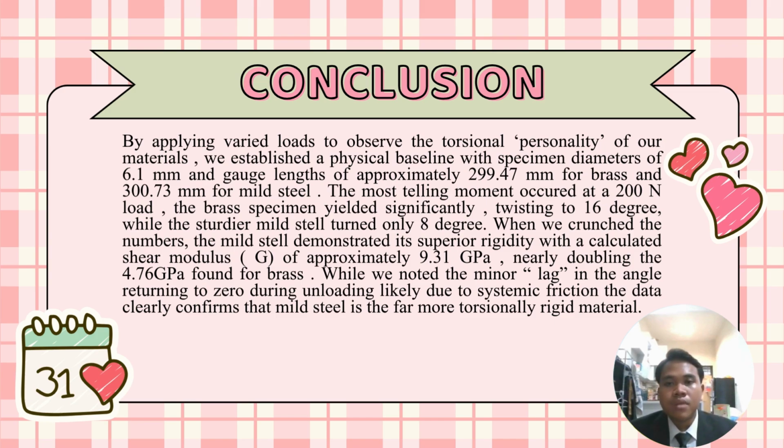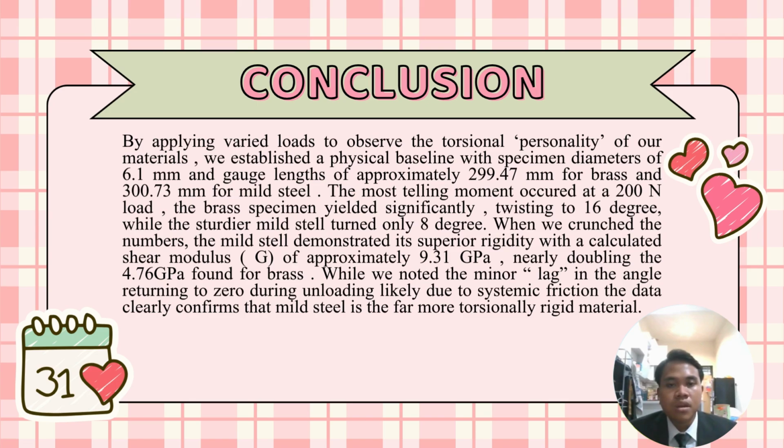Okay, to wrap things up, let's look at how these materials actually perform in the lab. We tested two shafts, brass and mild steel, both with a diameter of 6.1 millimeters. The real difference showed up when we hit the 200 Newton load. The brass specimen twisted significantly, reaching 16 degrees, while the mild steel only turned 8 degrees.